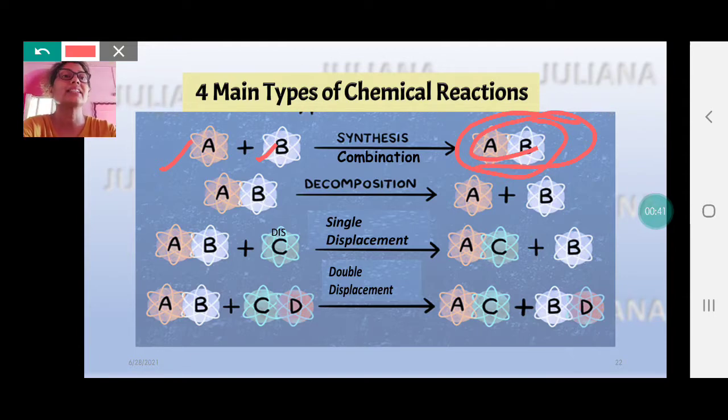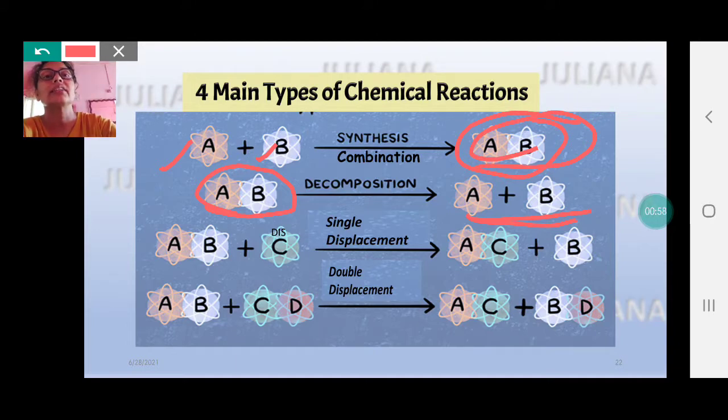In the second case, it's just the opposite of the first one. Now you have just one reactant, and in the end, after the reaction, you get two products. That means one reactant has broken down into two. This type of reaction is called a decomposition reaction.